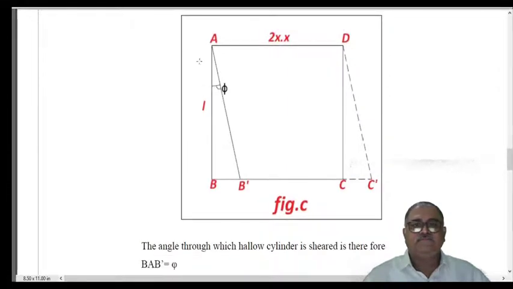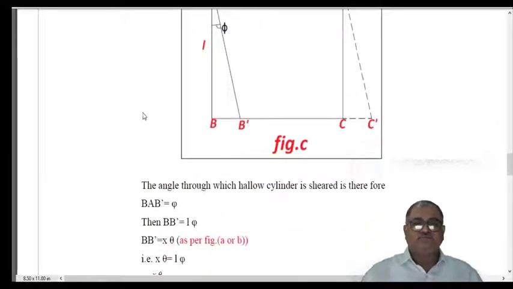In this way, see that cylinder, we have cut it and flattened it, then it takes this original position A, B, C and D. And after twisting, what happens? Point B shifts to B dash and C shifts to C dash. And therefore now this is a line AB, that is L.